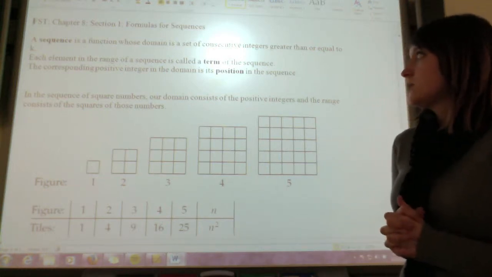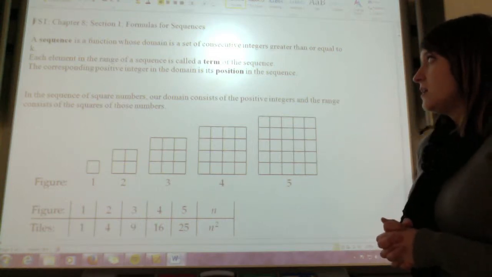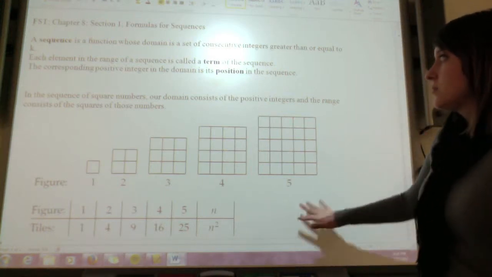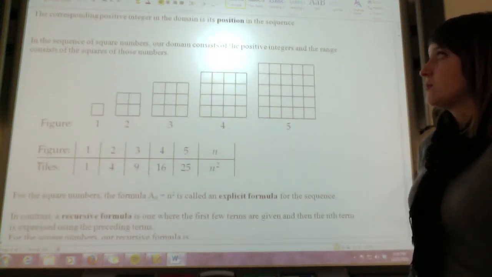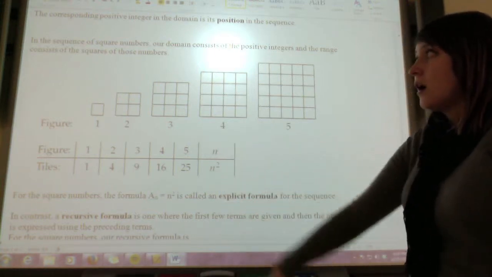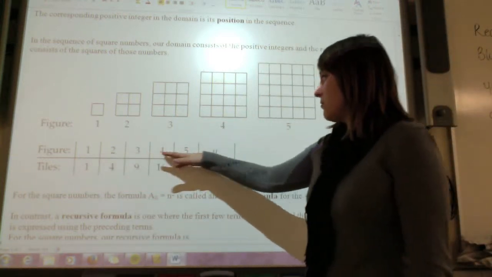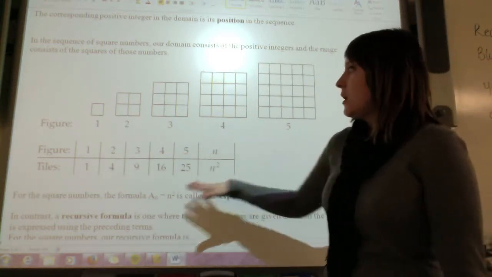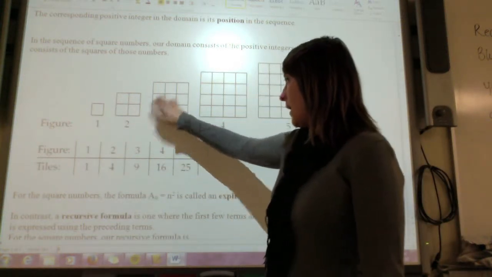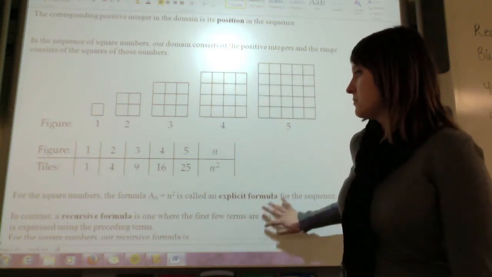Each element in the range of a sequence is called a term of the sequence. The corresponding positive integer in the domain is its position in the sequence. So in the sequence of square numbers, our domain consists of the positive integers and the range consists of the squares of those numbers. So this would be an example of a sequence where my domain is 1, 2, 3, 4, 5 all the way up to n, and my terms are 1, 4, 9, 16, 25. So I'm using the squares of those numbers.